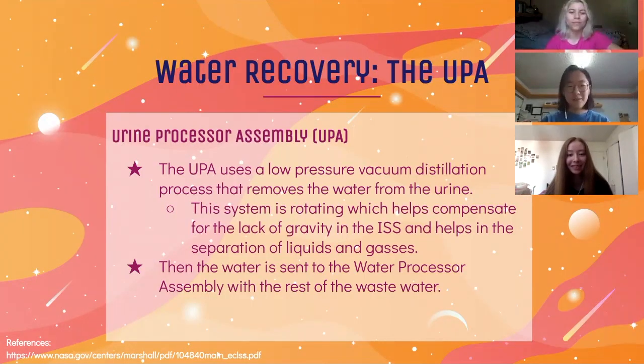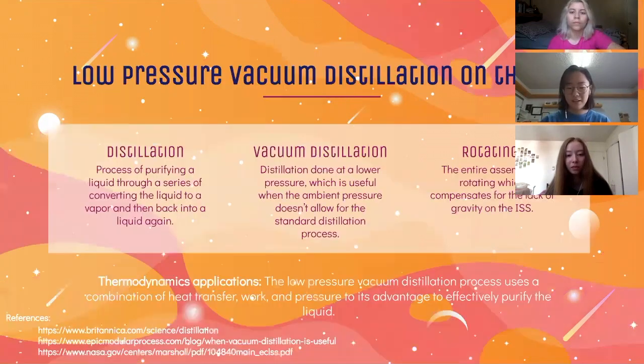The urine processor assembly, also known as the UPA, uses a low pressure vacuum distillation process that removes the water from the urine. This entire assembly is actually rotating, which helps compensate for the lack of gravity in the ISS and helps in the separation of liquids and gases. After the water is fully processed here, it gets sent to the next part along with the rest of the wastewater. But now the question is, what is low pressure vacuum distillation?